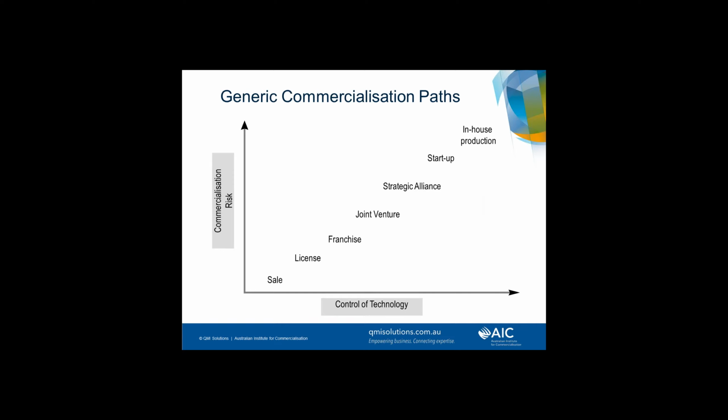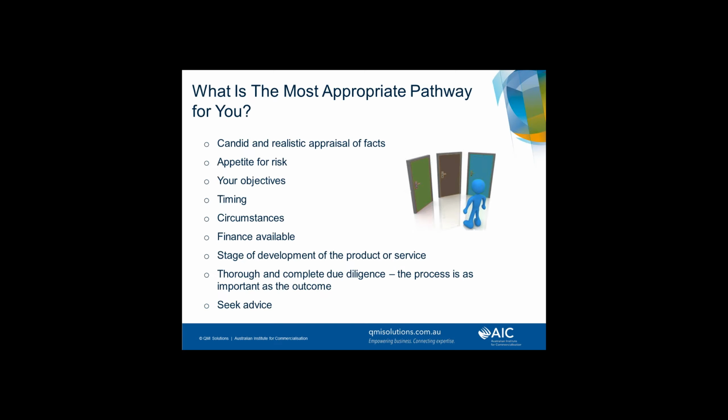Now if you go up a bit further, the most risky but it gives you the best control of taking your idea to market is to do it all yourself in-house. You bear all of the risk of product development, marketing and so on, but you have complete control of how it goes. And the various other paths fall along those axes. Now the purpose of this graph is just to get you to think about that and to be aware there are other options. But let's come down to what is the most appropriate pathway for you.